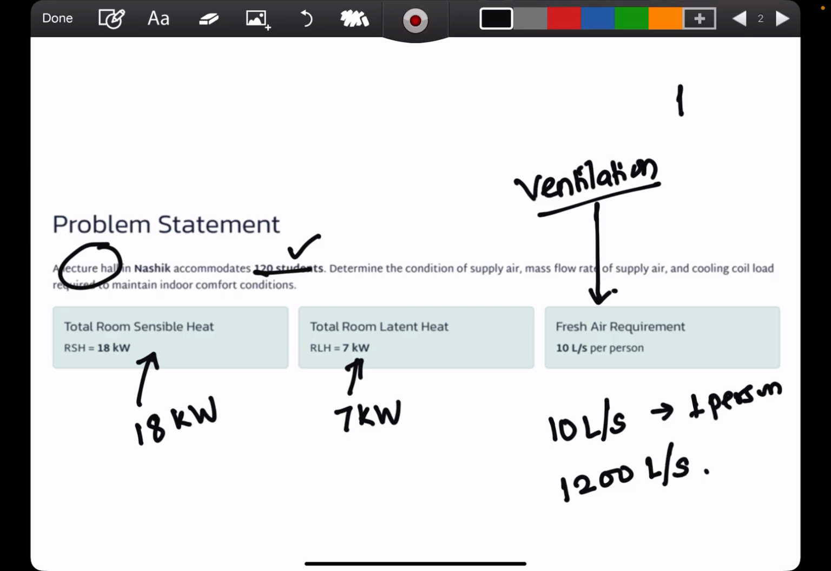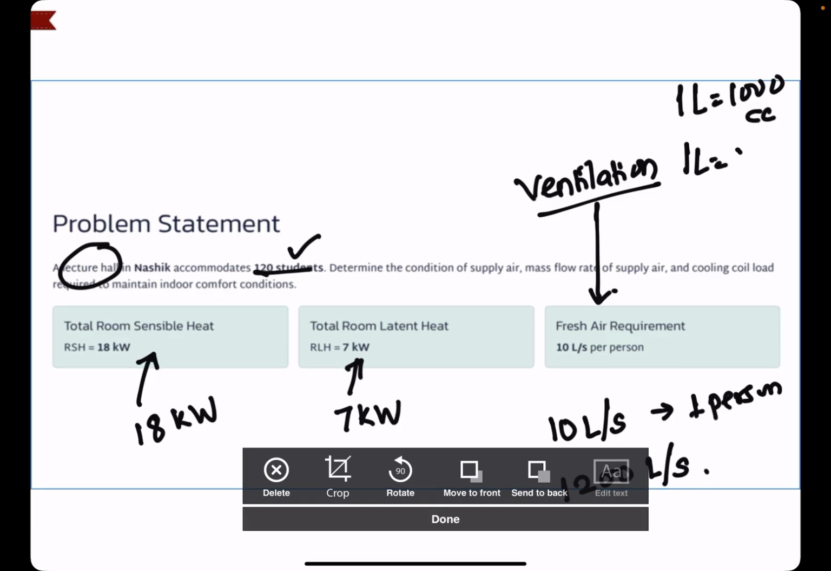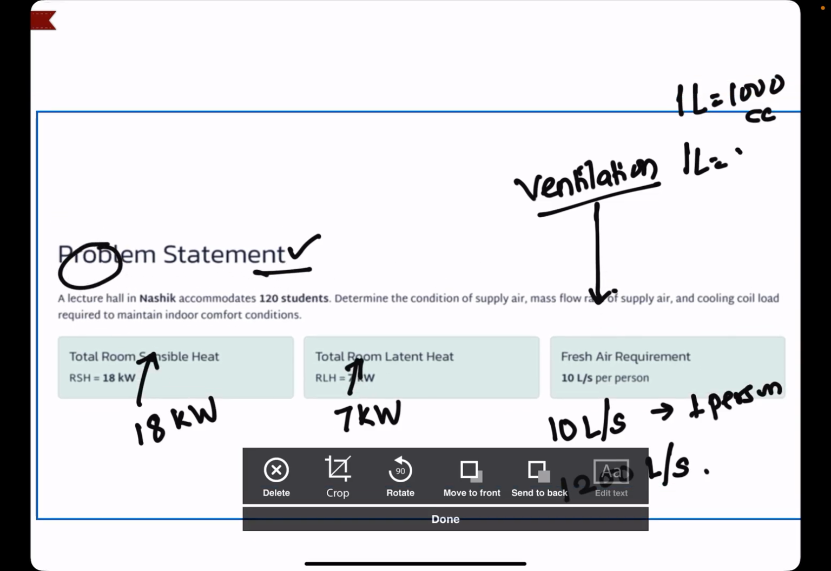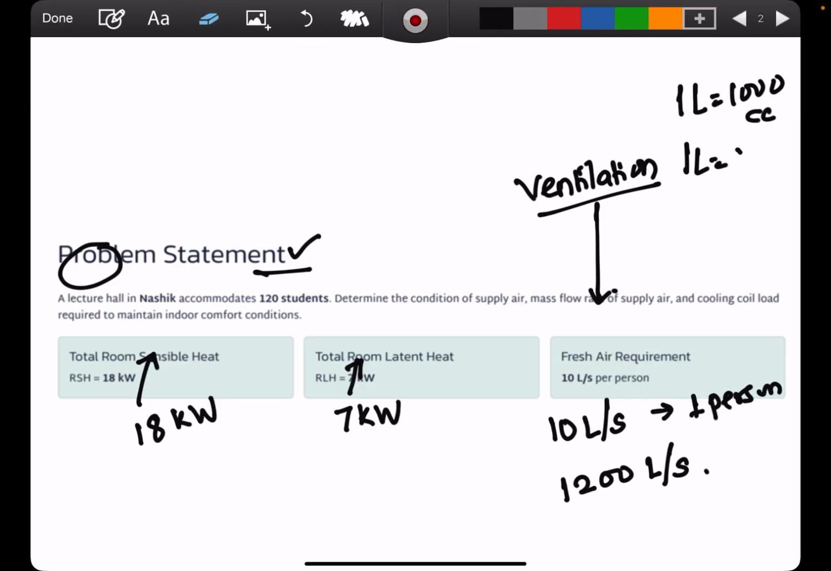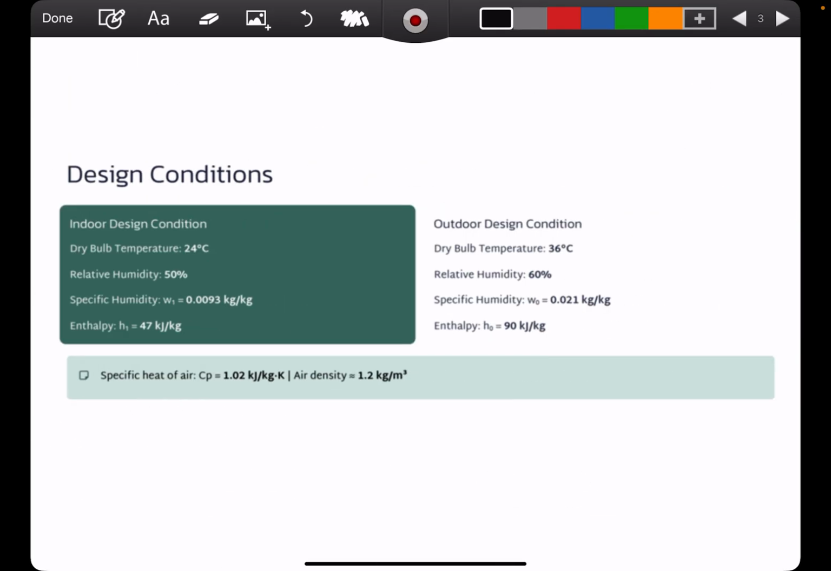Okay, so 1 liter is 1000 cc, or 1 liter is 10⁻³ meter cube. So with this understanding, the amount of ventilation is already known, and we would be designing the AC system. For designing the AC system, we need to first state the indoor design conditions and the outdoor design conditions. This is the first step in any design.